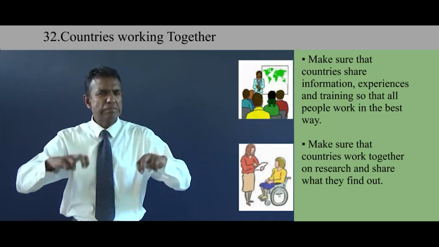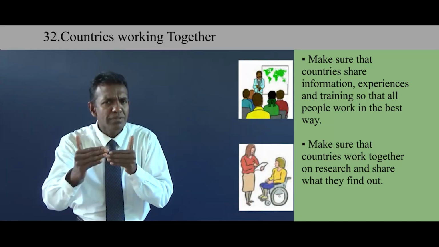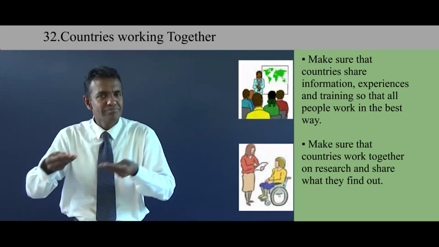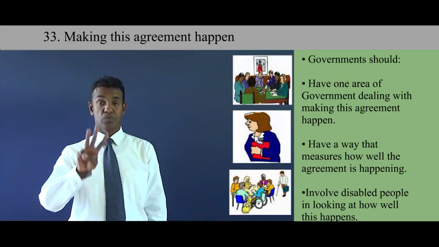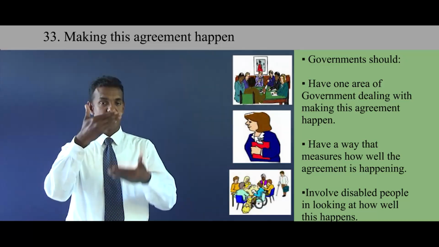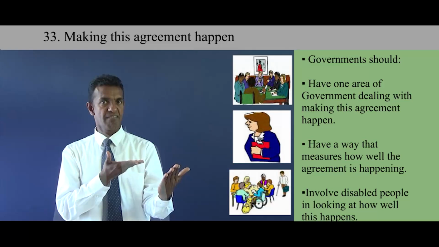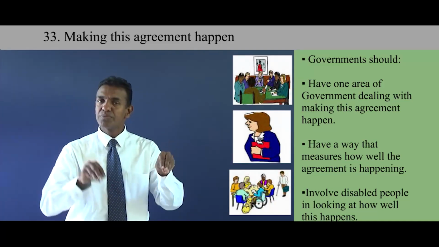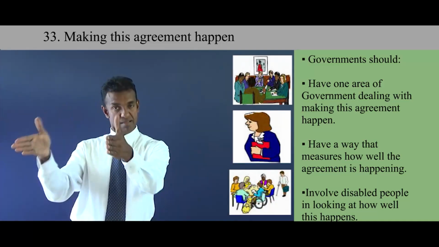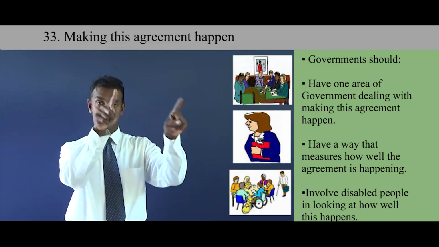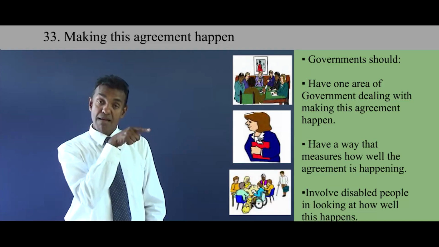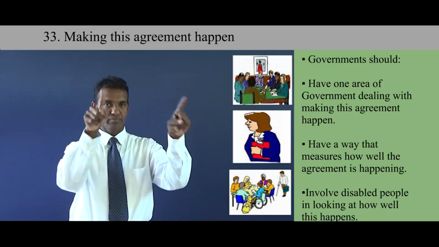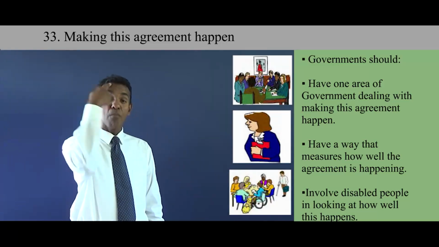Making this agreement happen. Governments should have one area of government dealing with making this agreement happen. Have a way that measures how well the agreement is happening. Involve disabled people in looking at how well this happens. Committee on the Rights of Disabled People. A special committee will be elected by all the countries to make sure this agreement is being followed properly. It will be based at the United Nations.